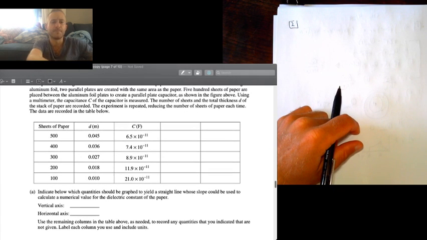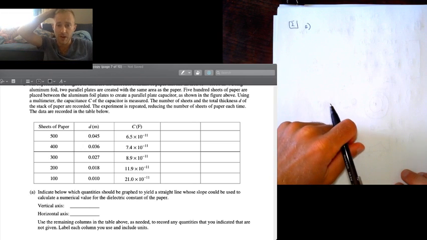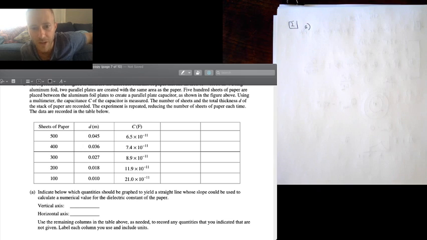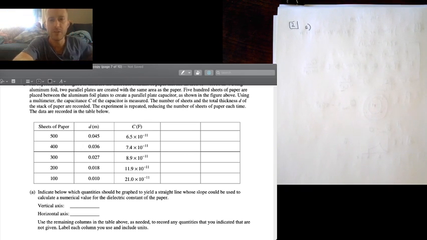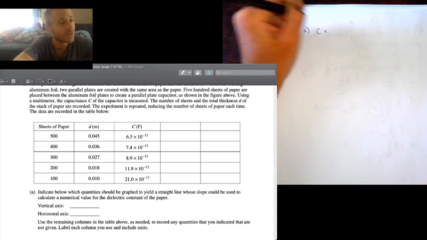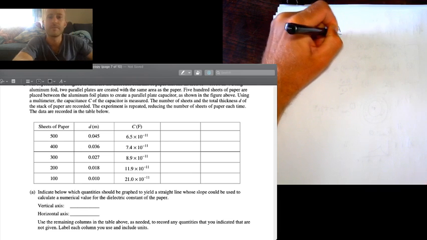Okay, so A says, indicate the quantities which should be graphed to yield a straight line whose slope could be used to calculate the numerical value of the dielectric constant of the paper. All right, so we learned an equation for capacitance for a parallel plate capacitor. It's epsilon A over D.